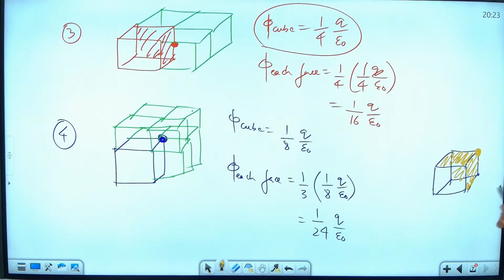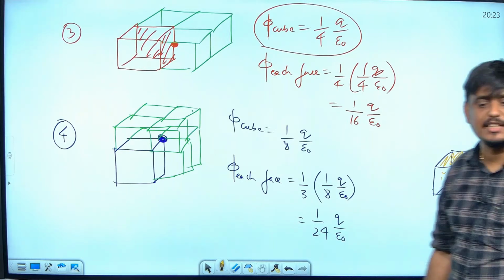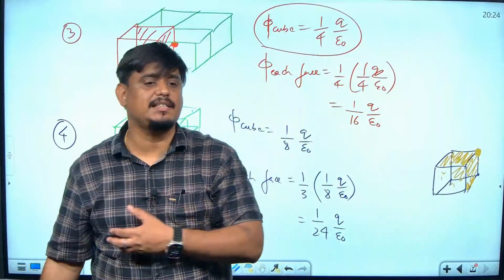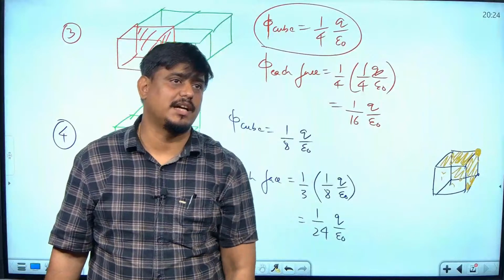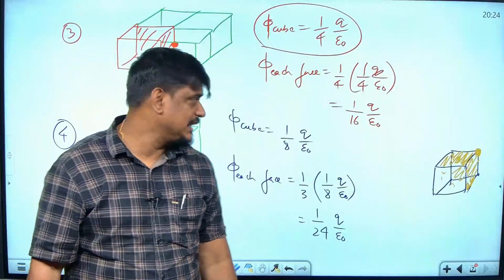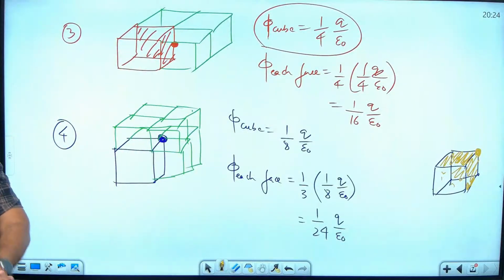How many not attached? 1, 2, 3. This 1, 2 and 3. 3 are not attached. These 3 only will be taken as the faces going to receive the flux. Are you getting my point, Deva? That's why I took 1 by 3. Got it? Is everybody clear with this? If nobody has doubt, then we will proceed further.